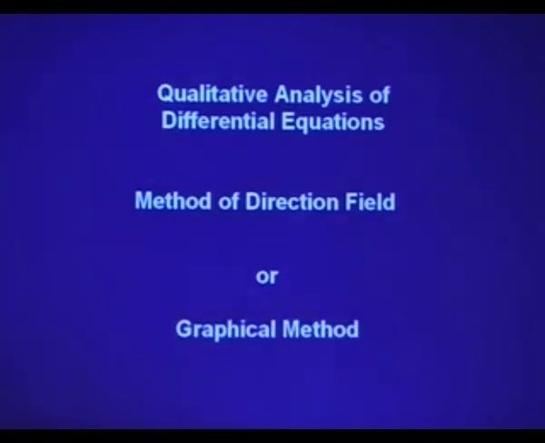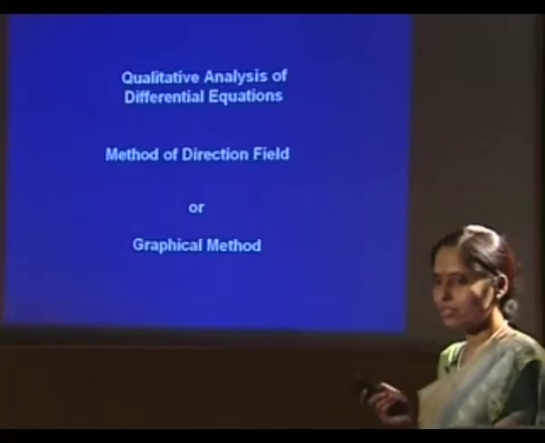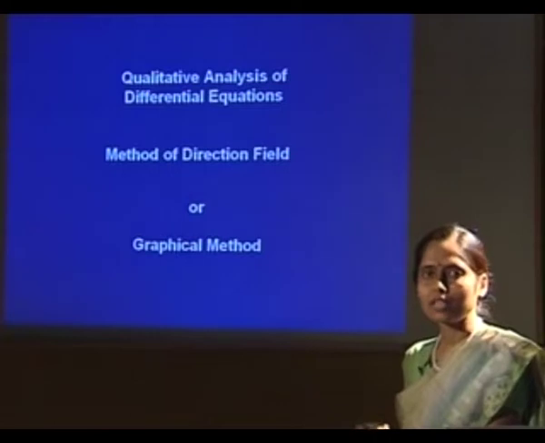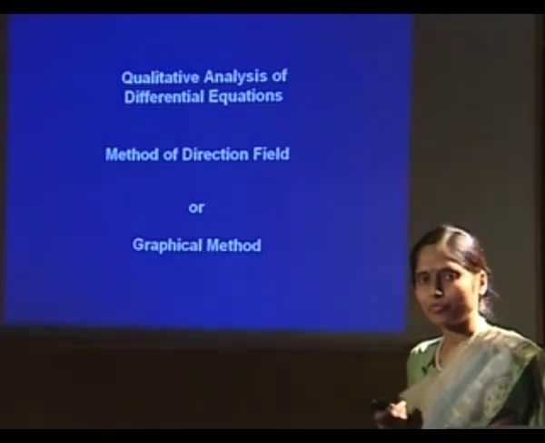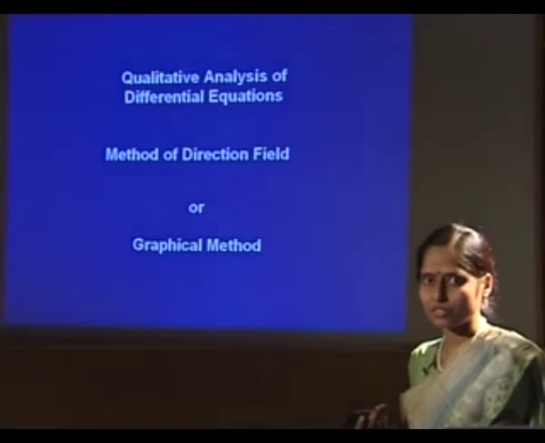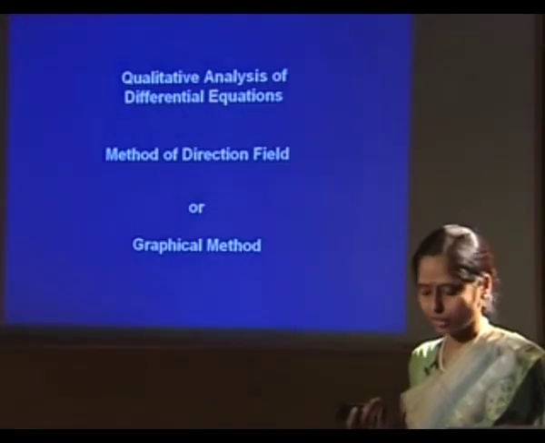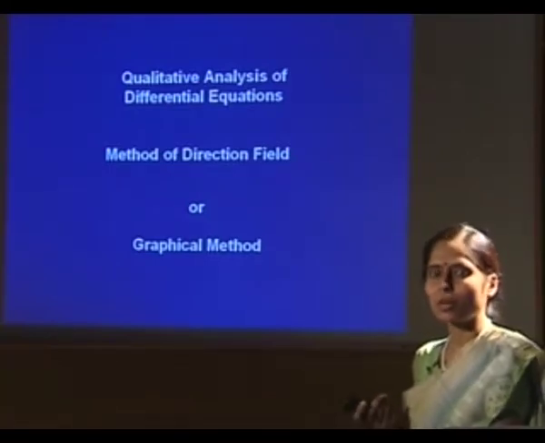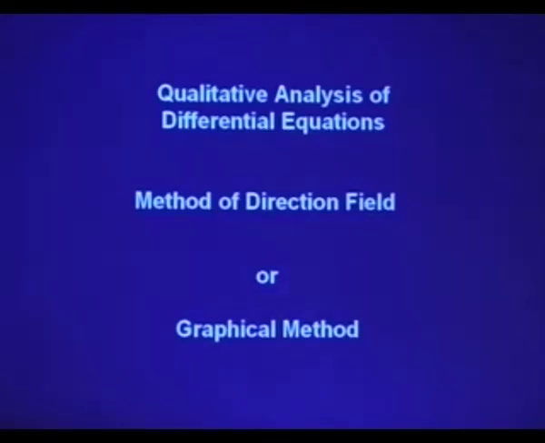So what we have learned is that we have not solved the differential equation. What we have actually done is find the direction of the slope of the tangents at the points x0 and y0, and from there we try to approximate the solution. So let us learn something more about this method. We will name this the method of direction field.